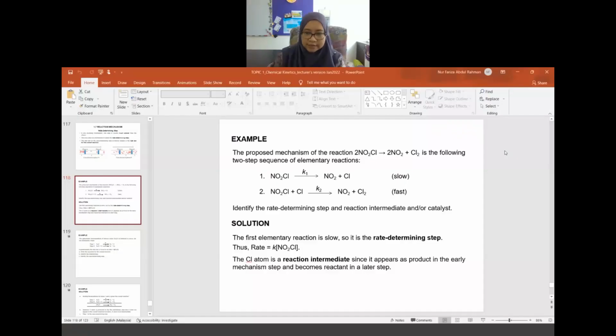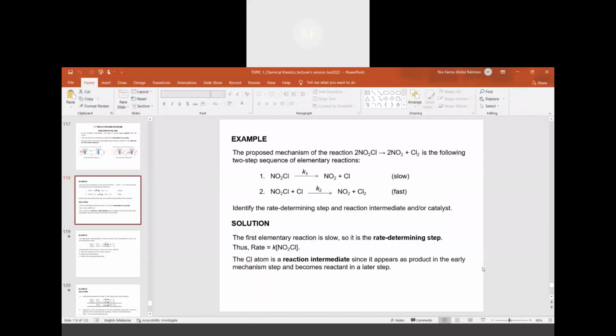Okay, guys, I'm currently sharing my slides on example of the rate determining step. Can you guys see the slides? Yes, madam. Yes. Okay, thank you for the response. Okay, let's continue.